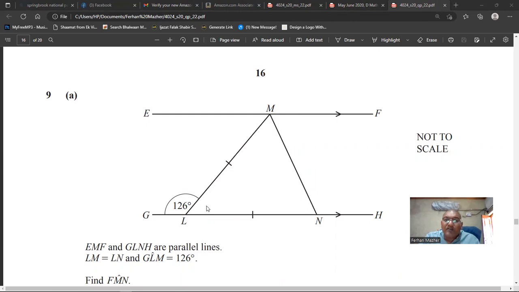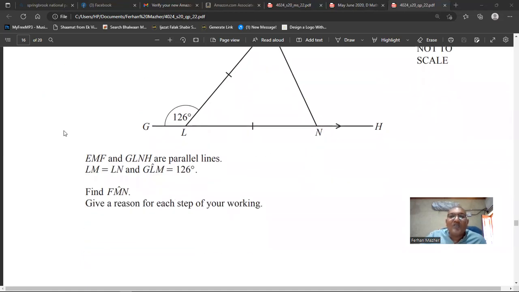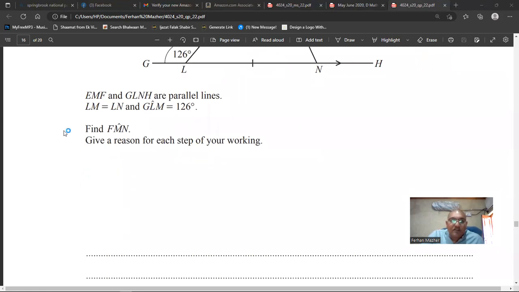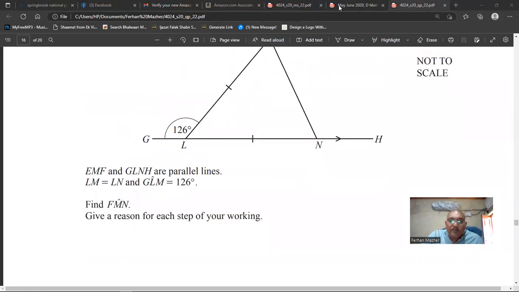So 180 minus 126, you get this. And then you will get alpha plus this angle equals 180. From there, you get the value of alpha. If this is alpha, this will be alpha because they are alternate to each other. Very easy. This is a simple strategy. Okay, so this is what they want us to do.